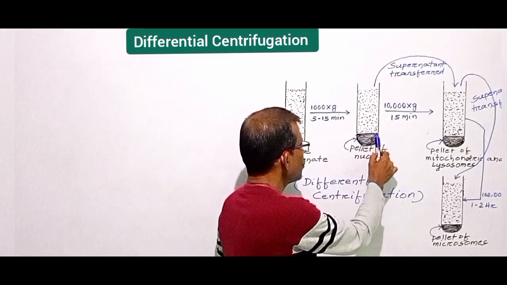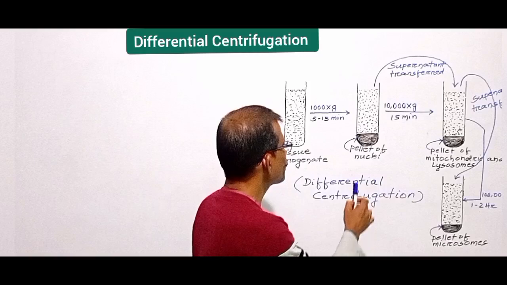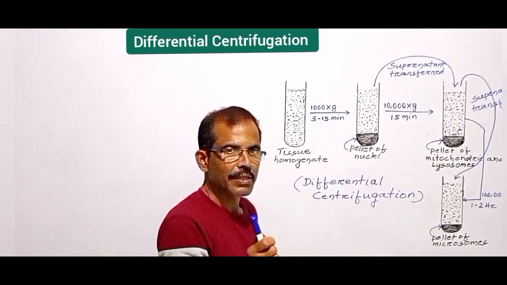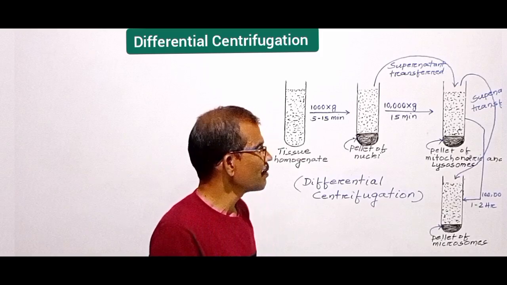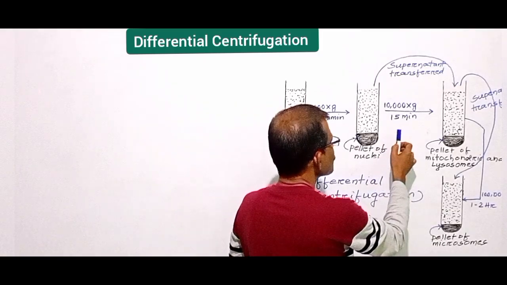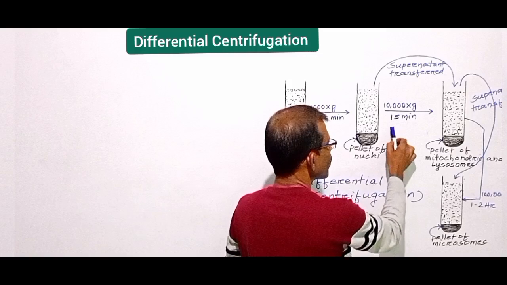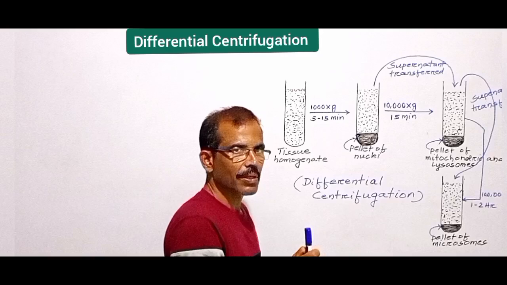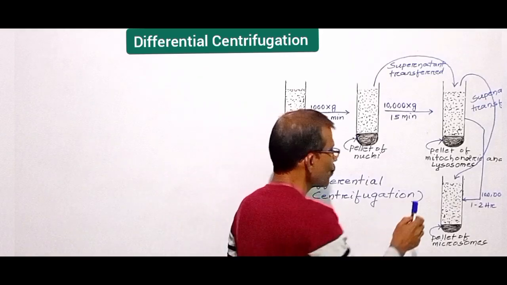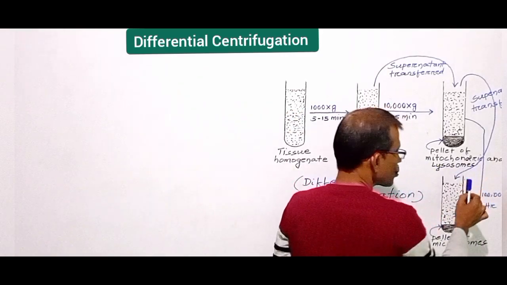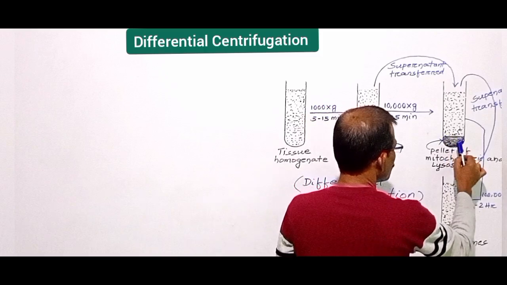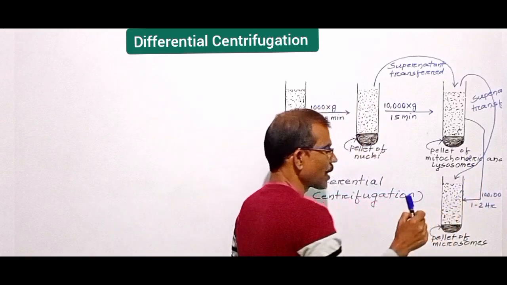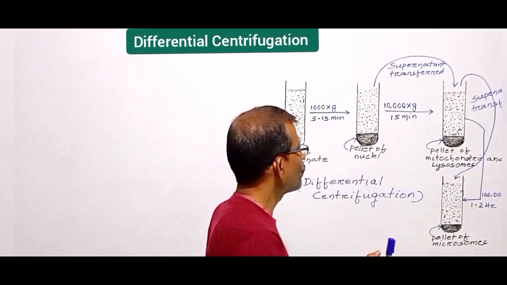After pelleting of nuclei and other components, the supernatant is transferred to another tube and is subjected to a second round of centrifugation at a higher speed, about 10,000 G for 15 minutes. The second round of centrifugation results in the sedimentation of mitochondria and lysosomes at the bottom of the centrifuge tube as a pellet. This is the pellet that contains mitochondria and lysosomes.